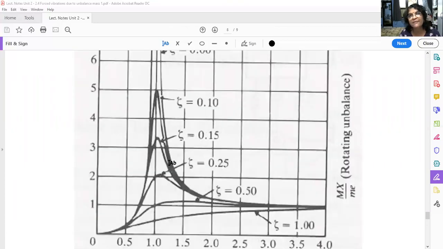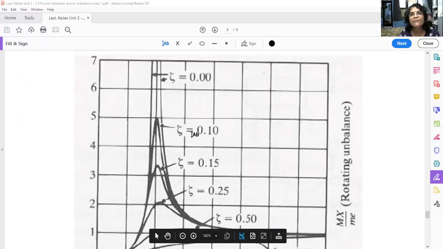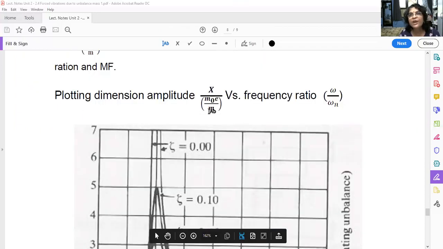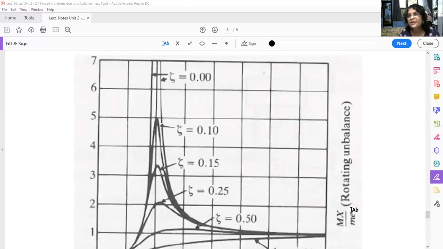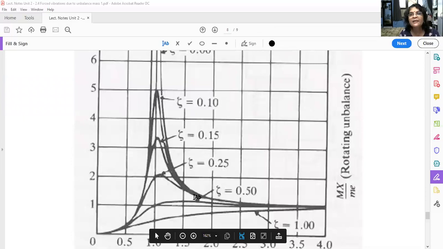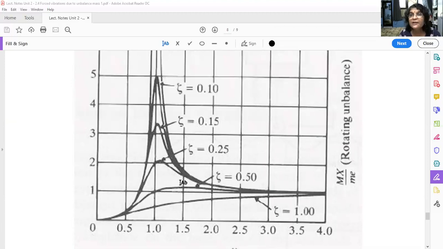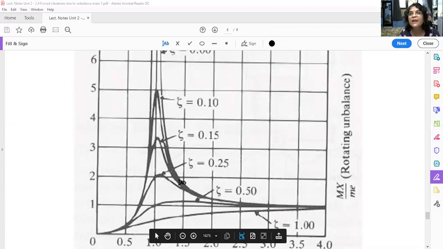So, plotting the dimensionless amplitude MX upon MOE versus frequency ratio omega upon omega n. Consider this diagram. See, on the left hand side, on the y axis, it is MX upon ME. Here we have taken this X upward. So MX upon MOE is written like this, MX upon ME, for rotating unbalance. But it is true for reciprocating also. And then on the x axis there is the frequency ratio.